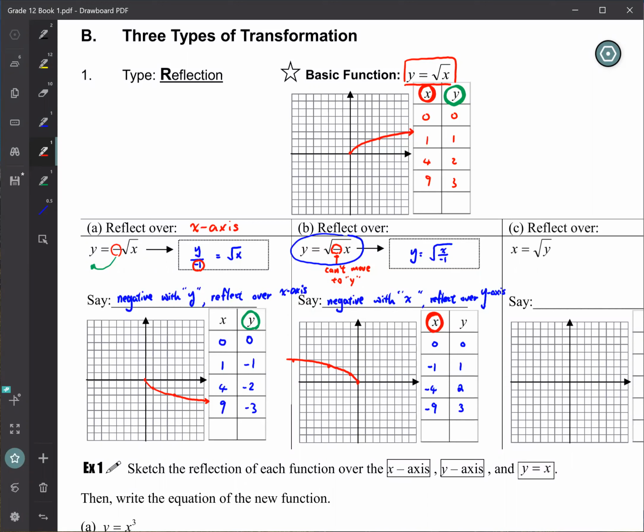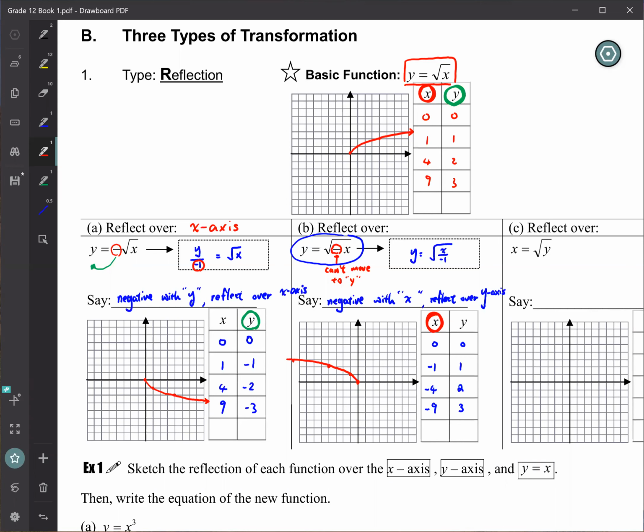Okay, let's say one more time. Negative with y. What happens? Reflect over x-axis. Yes. Okay. Negative with x. Reflect over y-axis. Yeah. Very good. Okay. Again, negative with y.